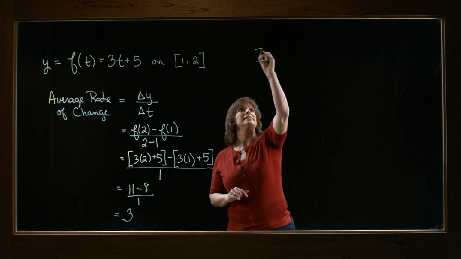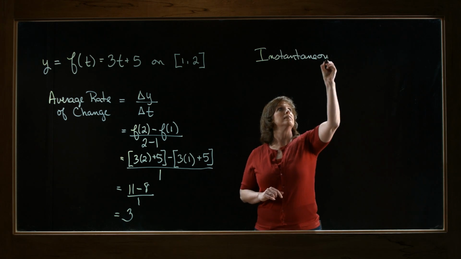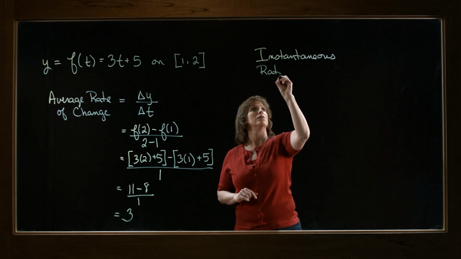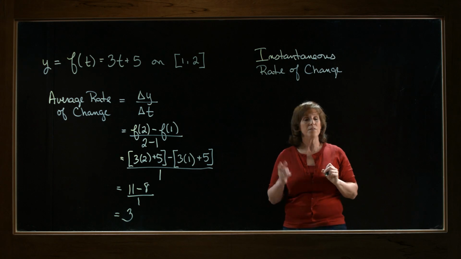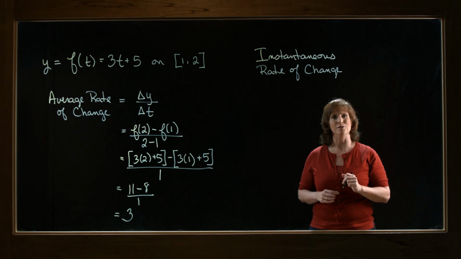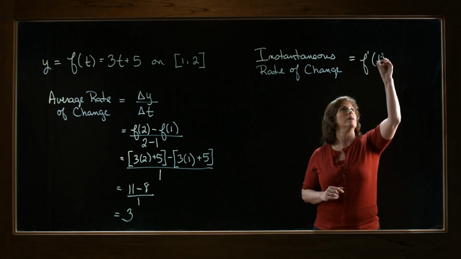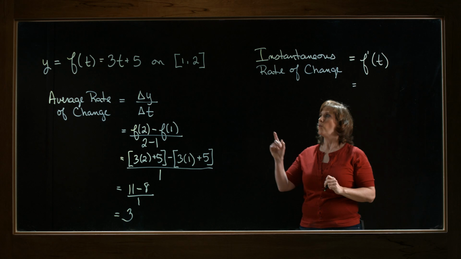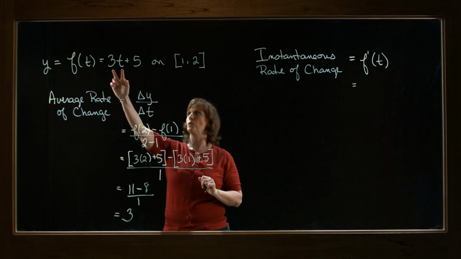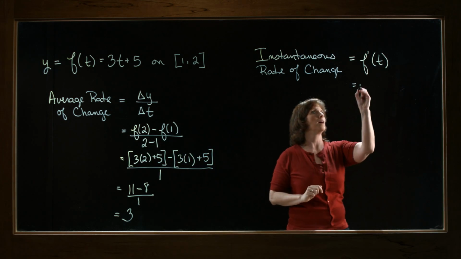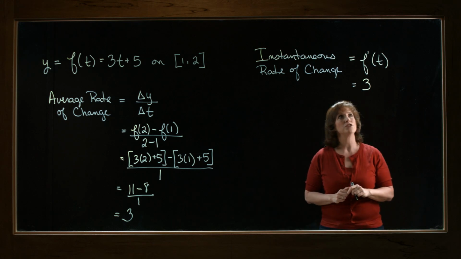So we're looking for instantaneous rate of change. And to find the instantaneous rate of change, we're going to use the derivative. So the instantaneous rate of change is f prime of t. Well, the derivative of my function is the derivative of a sum, so we'll take the derivative of 3t, which is just a 3, and then the derivative of 5, which is 0. So my instantaneous rate of change is 3.